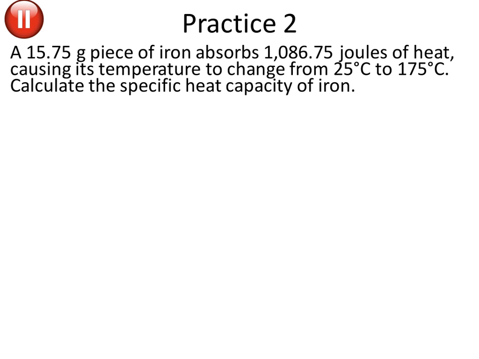All right, try this one next. It says a 15.75 gram piece of iron absorbs 1,086.75 joules of heat, and this causes its temperature to change from 25 to 175 degrees Celsius. Calculate the specific heat capacity of this iron. So once again, pause the video, attempt it, we'll come back with the answers.